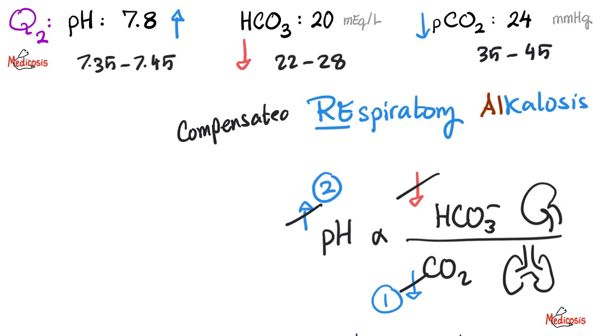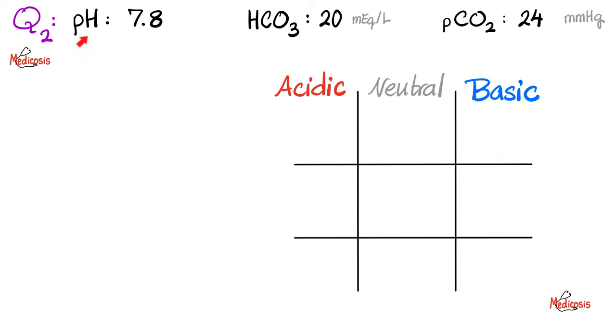The question is it fully compensated or partially compensated? Look at the pH. Is this pH normal? Not yet. Therefore, this is partially compensated respiratory alkalosis. But what if I looked at the pH and it was within normal limits? We will call it fully compensated respiratory alkalosis. Here is the same problem, but we're going to use the tic-tac-toe.